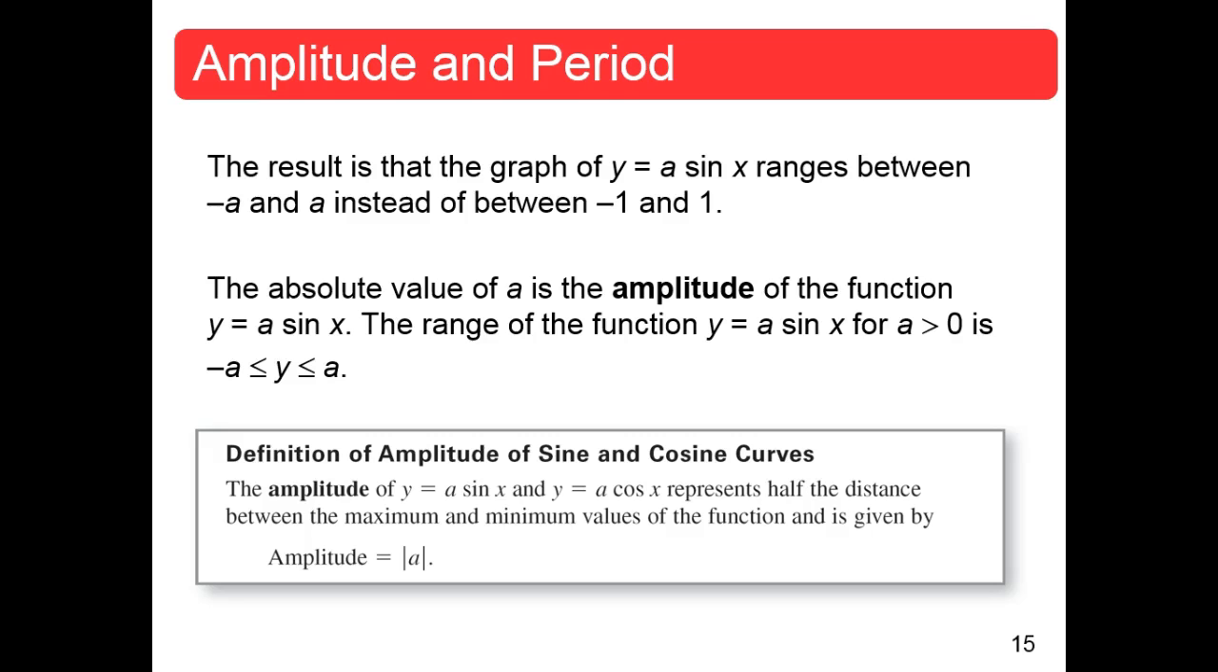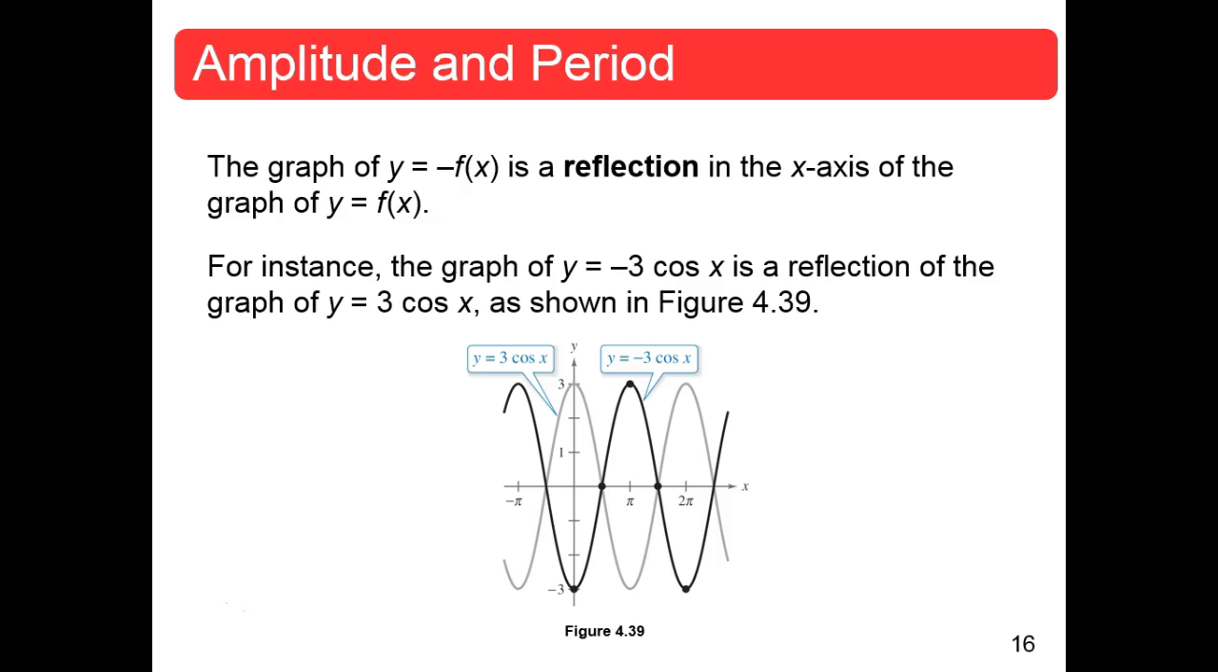We'll use that in an applied problem later. So hang on to that. So the amplitude is absolute value of a. So amplitude is always a positive value, never negative, because it's absolute value. All right.